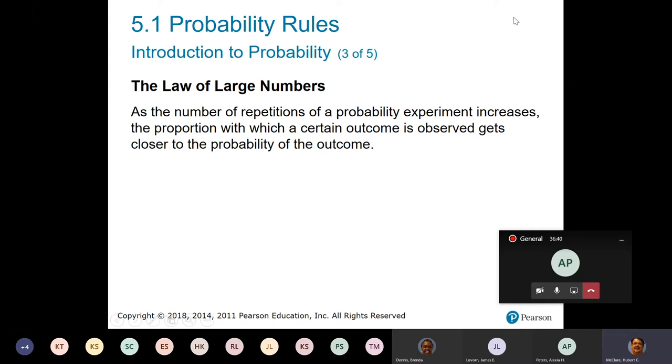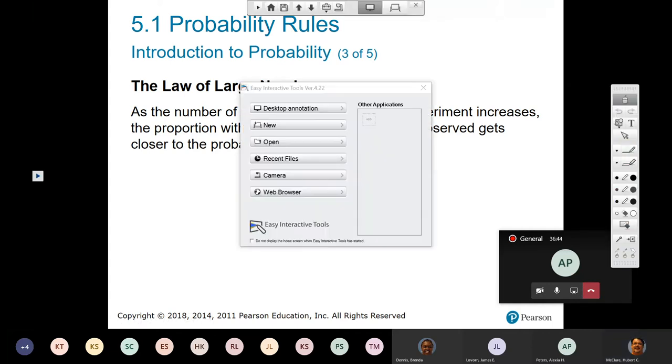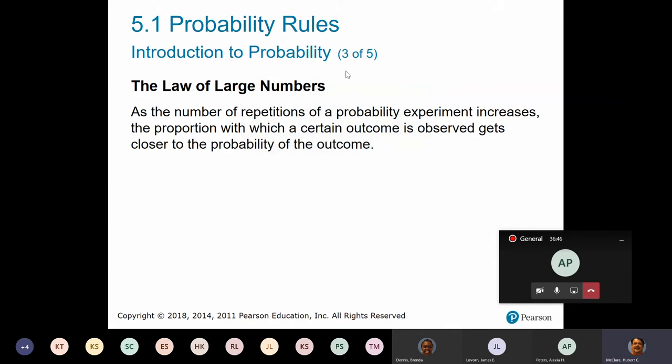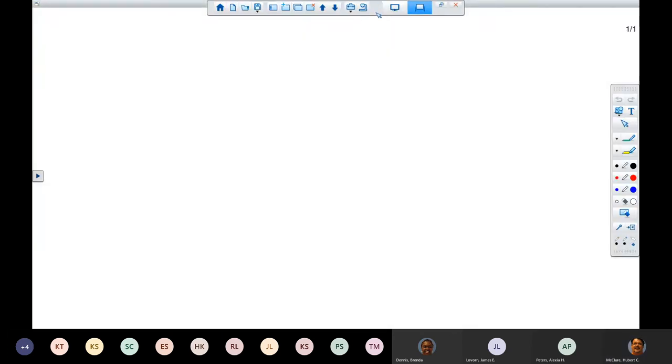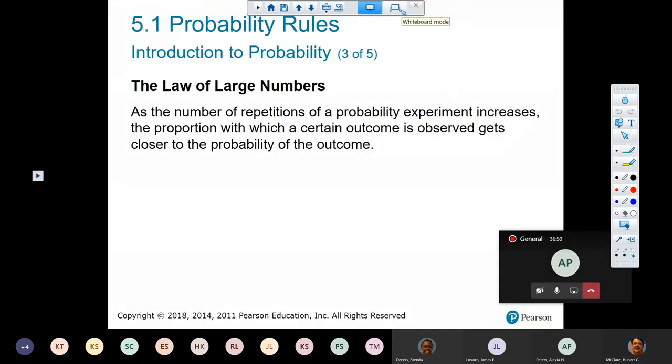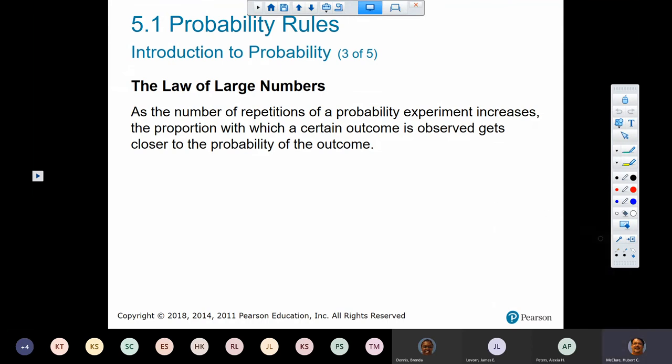and let's see, I don't know if I'm going to be able to do this. Hold on a second. Why is this here? There. Yeah, it should be on, but it's not.